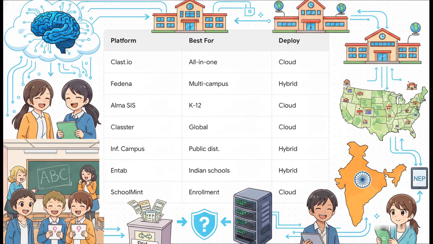For instance, Classr.io is your go-to for a modern, all-in-one cloud system. Fedina is an absolute powerhouse for multi-campus schools needing hybrid or on-premise setups. Alma SIS really wins on K-12 usability with an incredibly intuitive cloud interface. Classr dominates for international institutions. Meanwhile, Infinite Campus handles massive public school districts, NTAP Campus Care is strictly tailored for Indian schools, and Schoolmint is just unmatched for handling complex enrollment systems in the cloud.